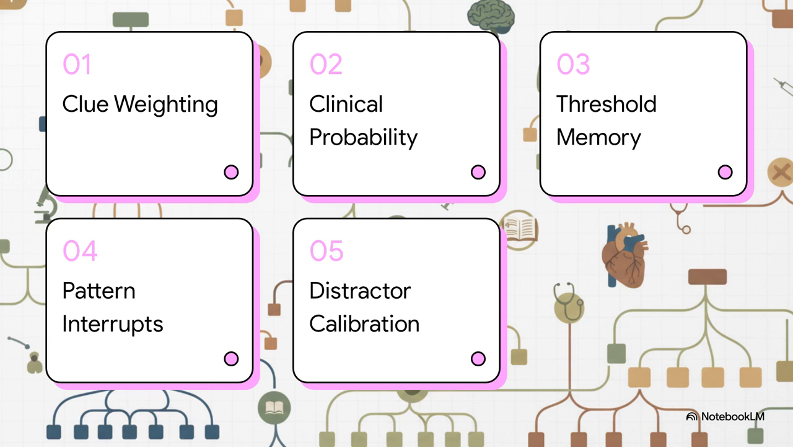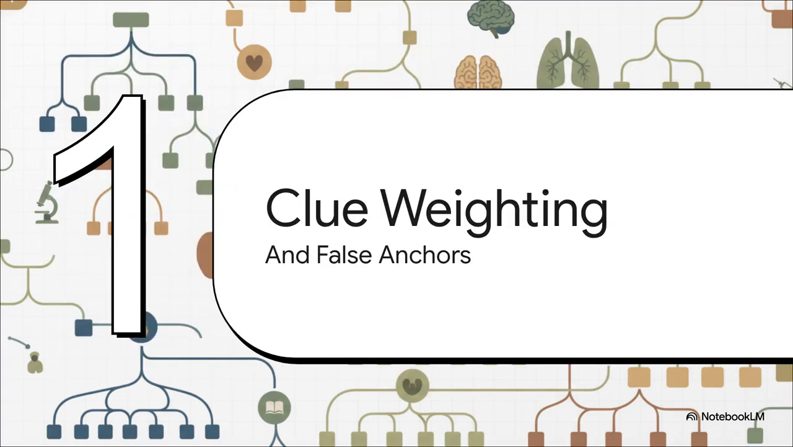We'll hit clue weighting and false anchors, clinical probability, threshold memory, pattern interrupts, and finally, distractor calibration and the final answer audit. Let's jump into Section 1, Clue Weighting and False Anchors.